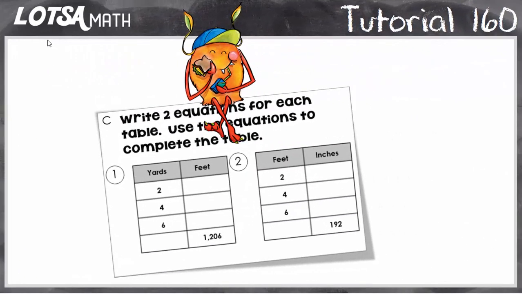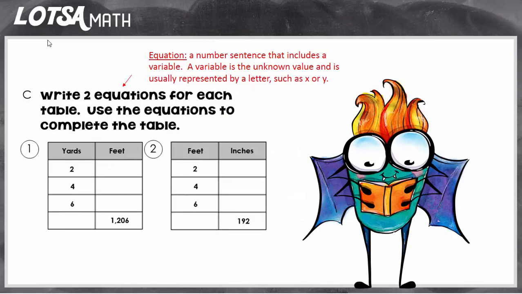For these questions, we're going to write equations and fill in an input-output table. And remember, an equation is just a number sentence that includes the variable, the unknown. So let's look and see how we would do this.